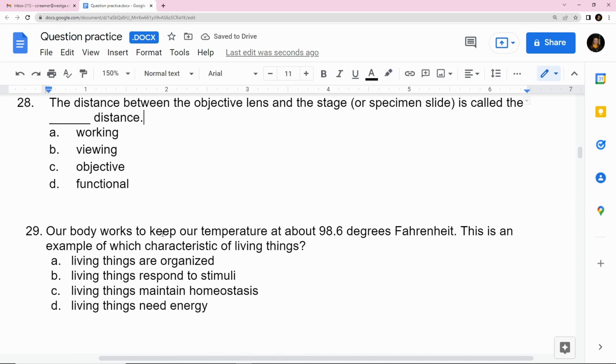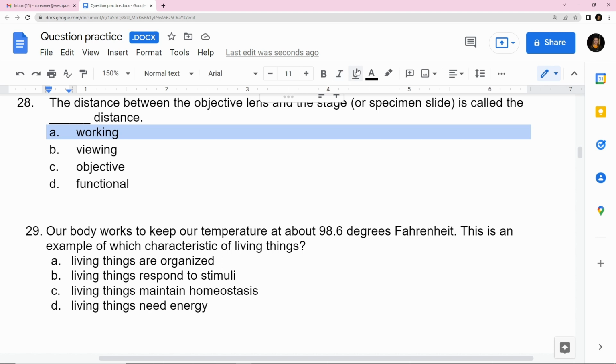Question 28. The distance between the objective lens and the stage or specimen slide is called the blank distance. Working, viewing, objective, functional? If you said working, you would be correct.